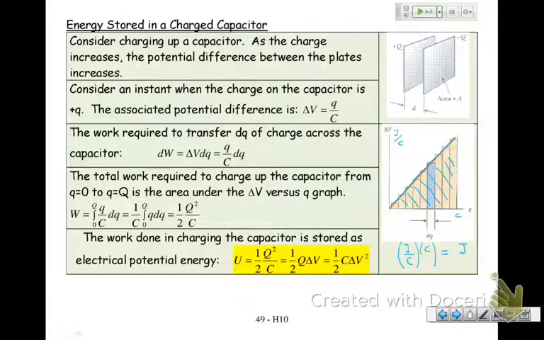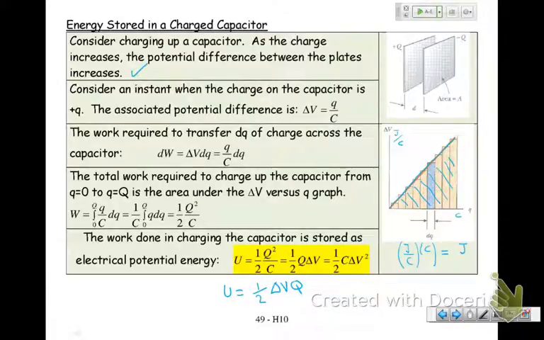If that is the case, then U is going to equal, well, what's that shape? What kind of geometrical shape is it? Oh, a half times delta V times Q. And that's true. So I can actually get my equation, if I forget, I can figure out my equation from just remembering what the graph looks like. But I can do it more mathematically.